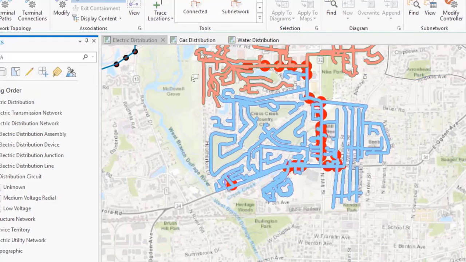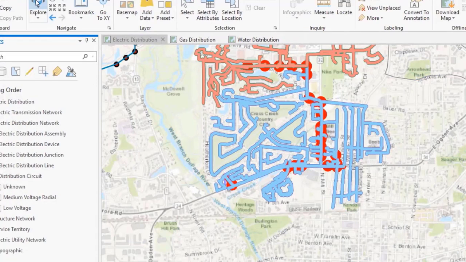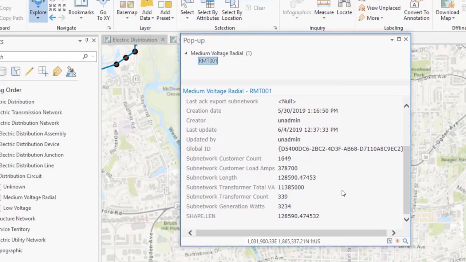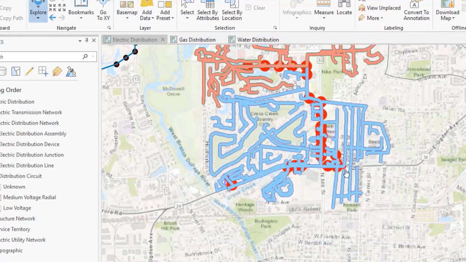So this is what we call the subnetwork. Now if I were to zoom out a little bit, we could get properties of our circuit by identifying it and seeing really interesting things that are aggregated using network attributes. So we can count the number of customers and the total amount of electricity being consumed by those customers. We could calculate the length of all of the features in the circuit and even count the number of specific devices or the number of solar panels that are generating power for customers.